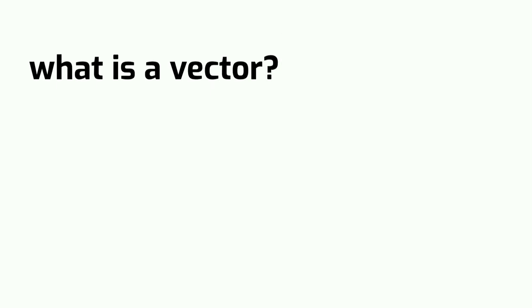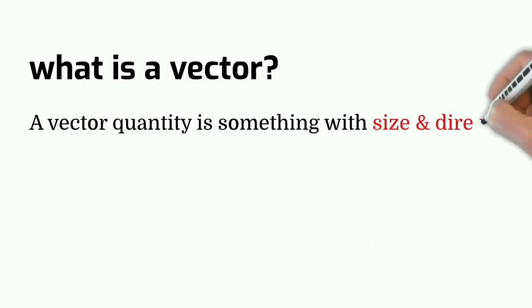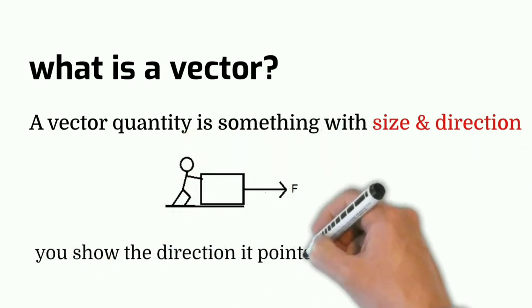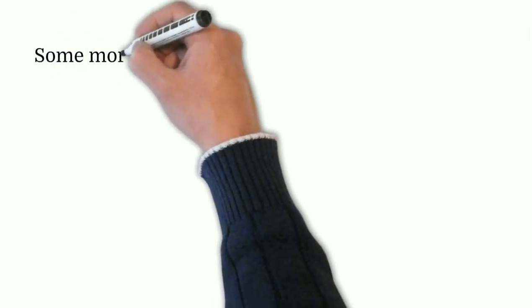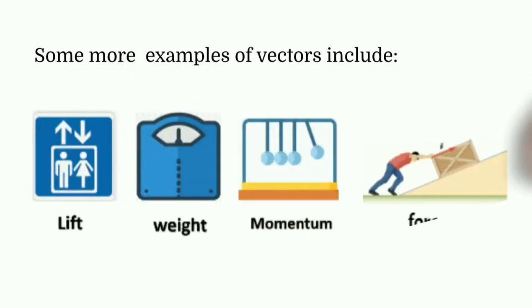What is a vector? A vector quantity is something with size and direction. So for example, when you draw a force, you show the direction it points to with an arrow. That's because forces are vectors. Some more examples of vectors include lift, weight, momentum, force, etc.